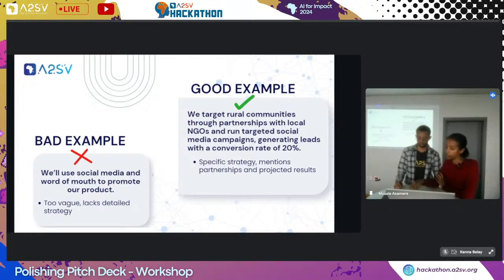We mentioned to have partnership with local NGOs and run targeted social media campaigns. So we make our strategy more specific. This in turn makes our marketing strategy well rounded and gives the audience a better image of what they can expect our marketing strategy to be for our product.